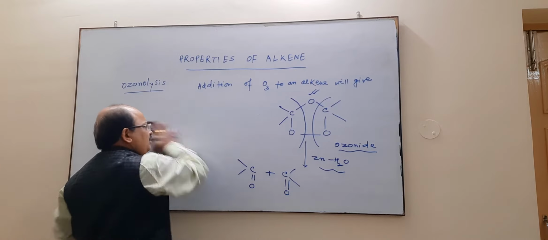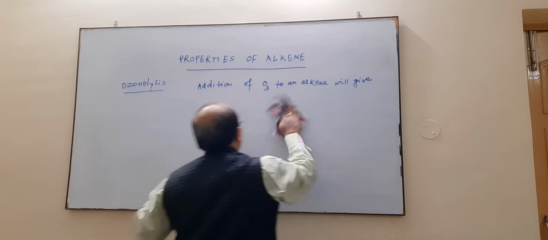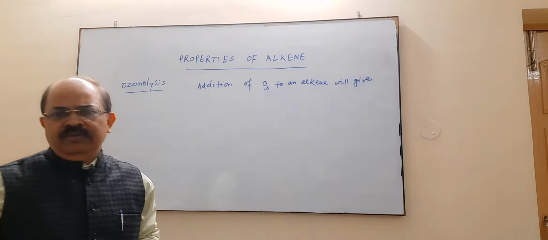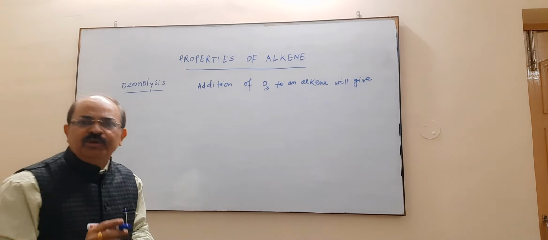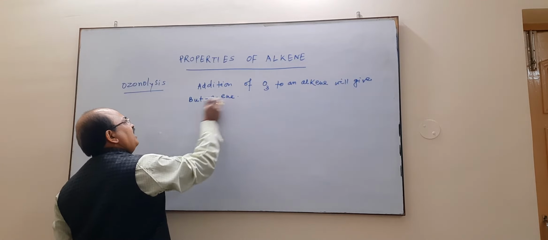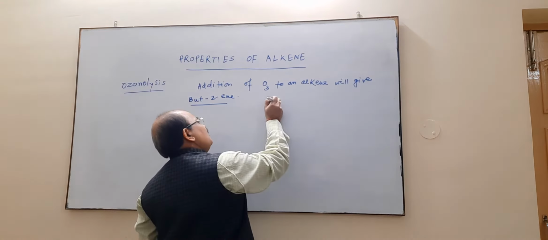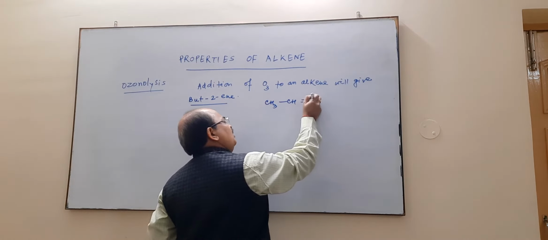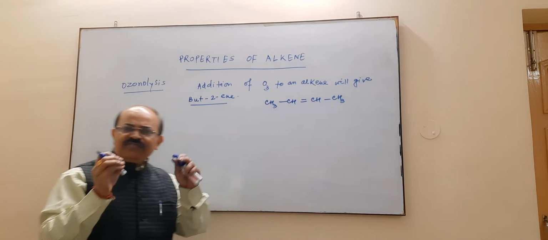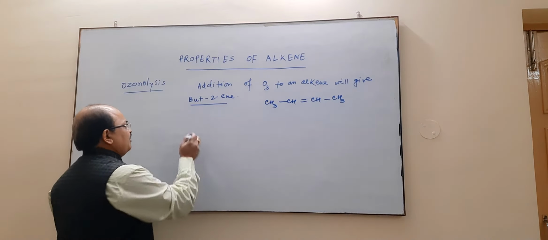For example, if we have a compound like but-2-ene, and somebody asks you to write the ozonolysis product of but-2-ene. But-2-ene is CH3, CH, double bond CH, CH3. So the first task is to arrange the but-2-ene in this way.